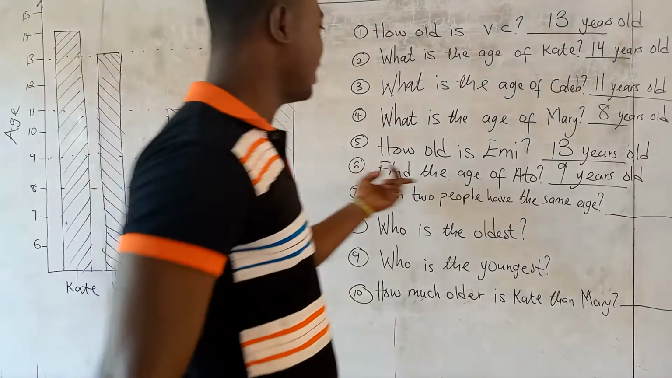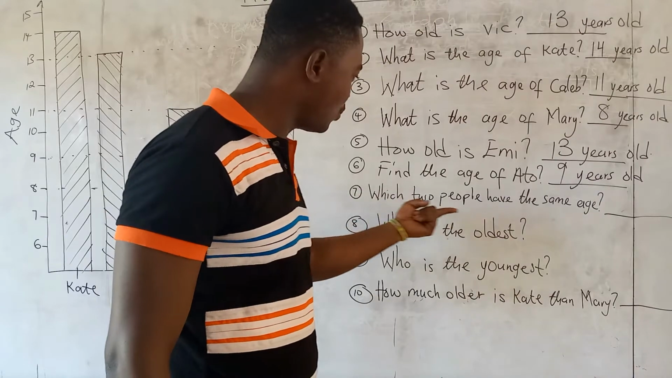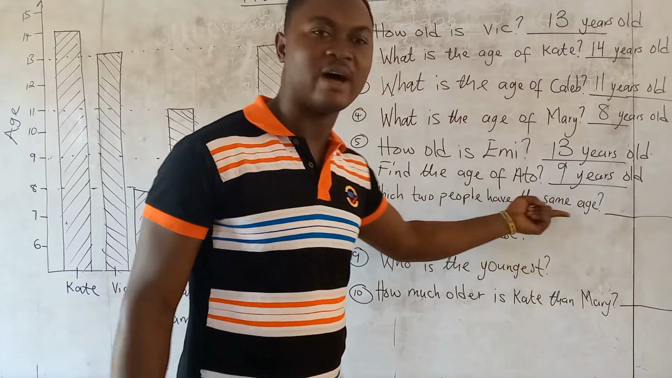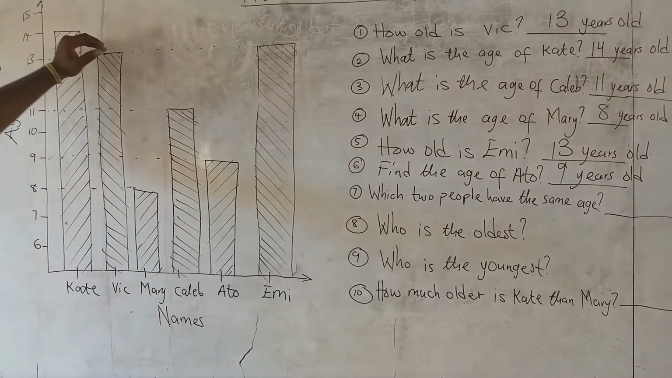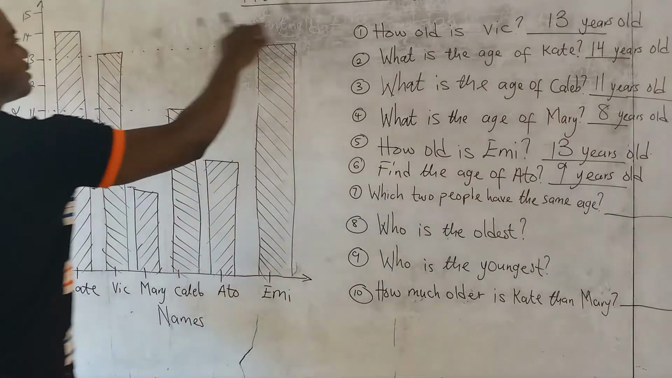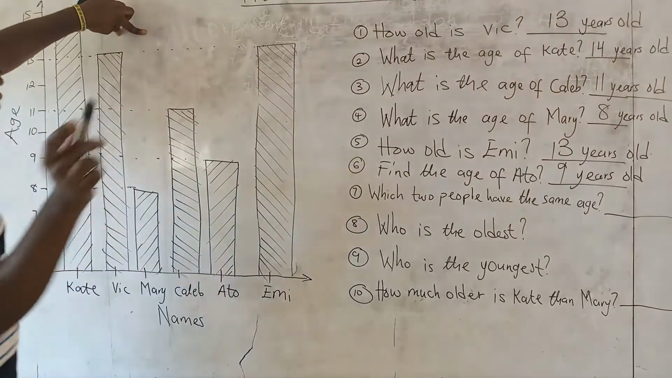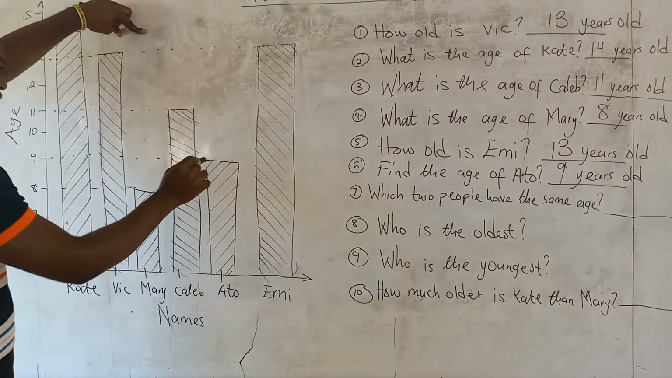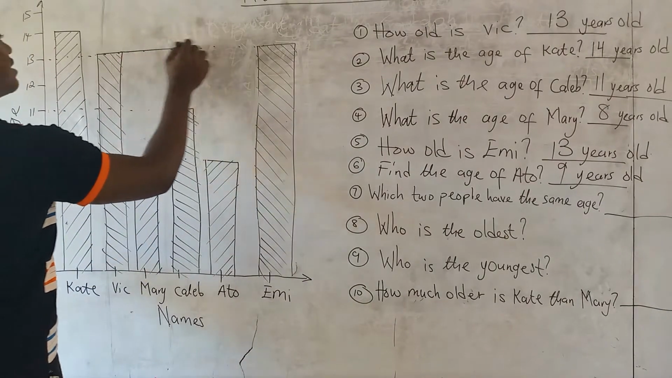Then we just finish with the age of Atom. Let's see. Now, this question is a little tricky. Which 2 people have the same age? So let us check from the age, the one which is the same. You see, this one, there's nothing here, but this and this are the same. But let's check again and see. This one has no partner. This one has no partner. This one has none. So we can see that it is this and this.